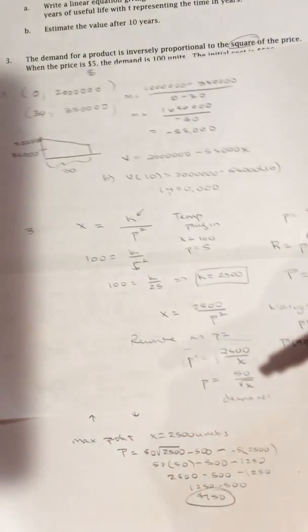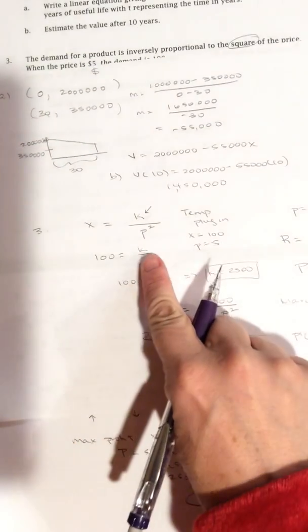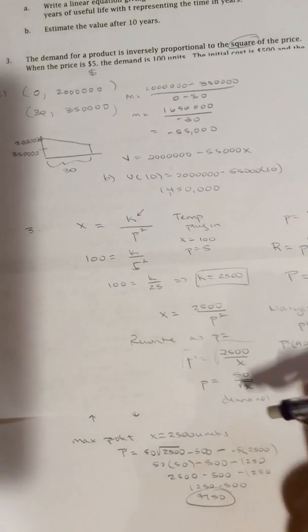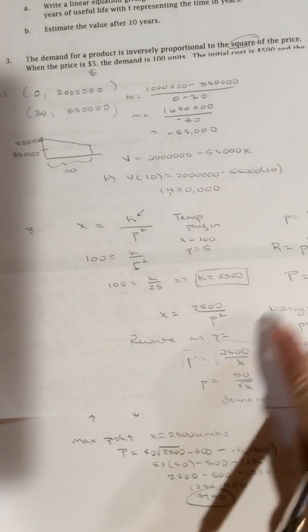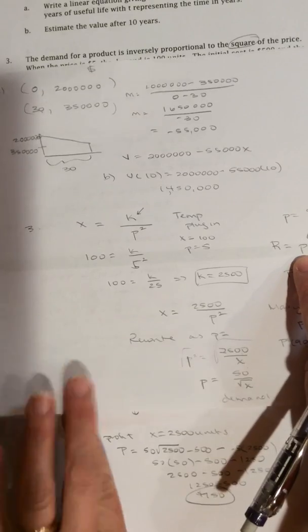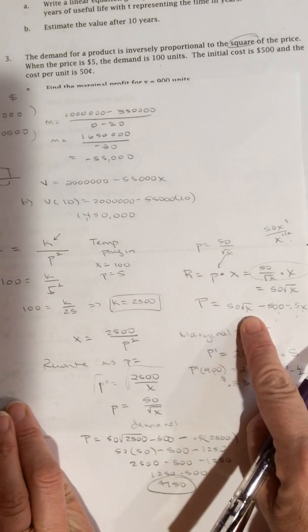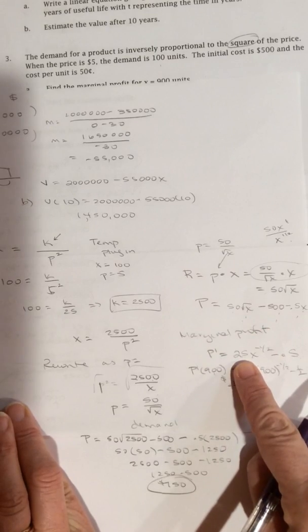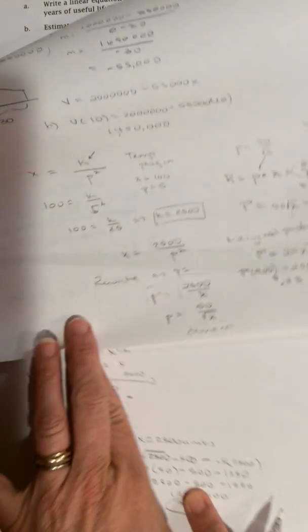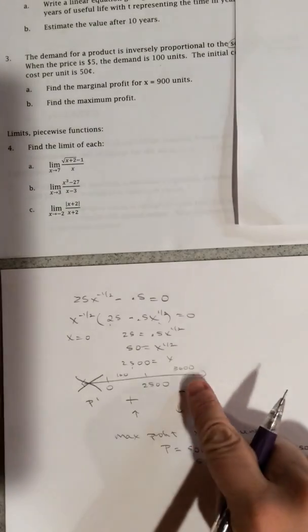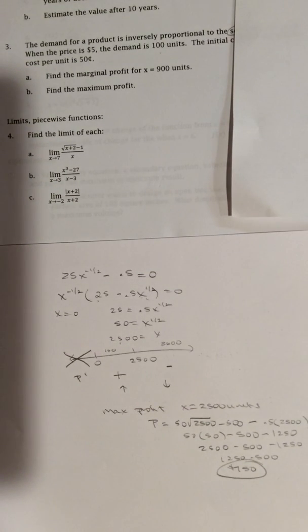So that problem took us all the way through inversely proportional, going from a demand function to a revenue function, and then going from a revenue function to a profit function, finding marginal profit, and finding maximum profit. So it has a lot of different parts to it, and that's where I'm going to end this video.